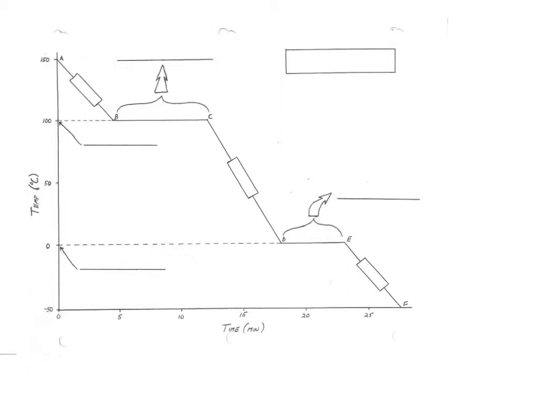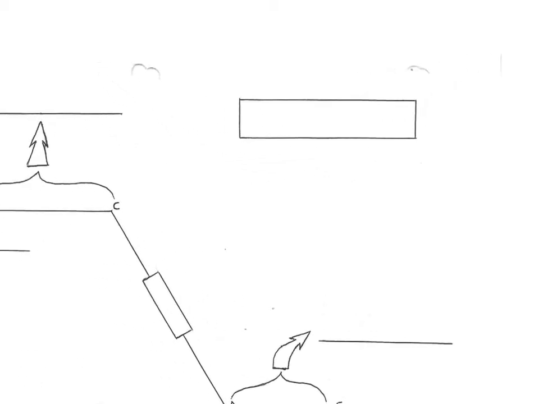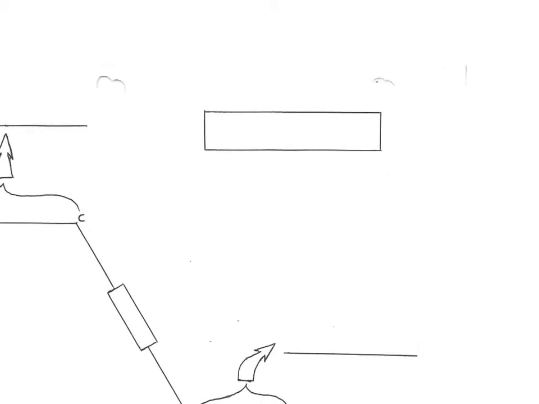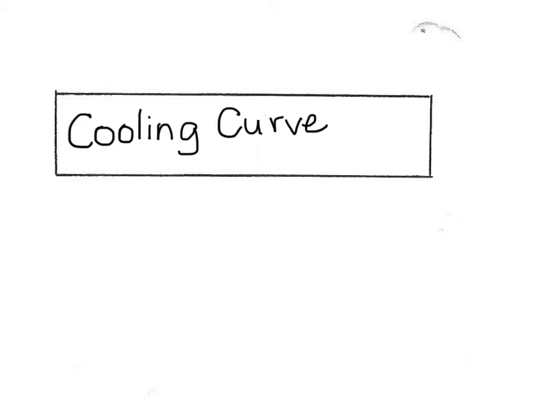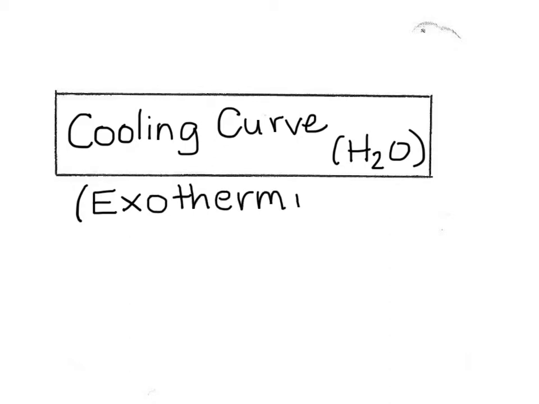Okay, now let's do the other side. We'll start with our title, and notice where the graph begins this time, at the top of the temperature scale. So instead of having a heating curve, this time we have a cooling curve. We're still going to be using water as our substance for this example, and throughout this whole process we will be taking heat out, or taking energy out. So this is called an exothermic process instead of an endothermic process.